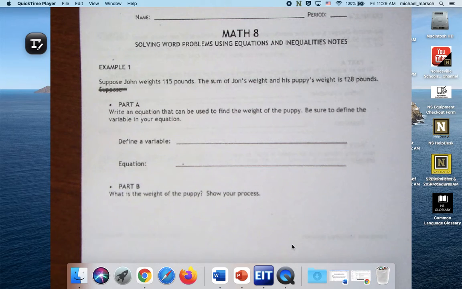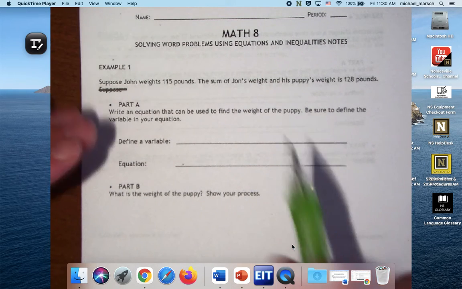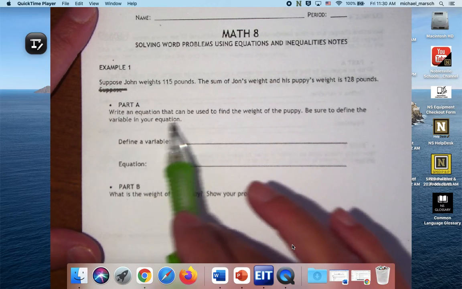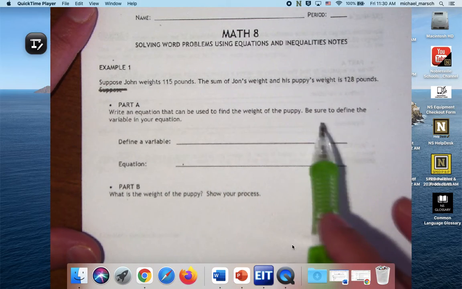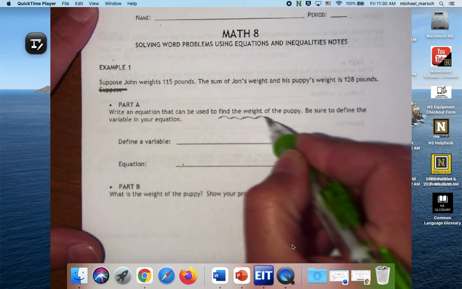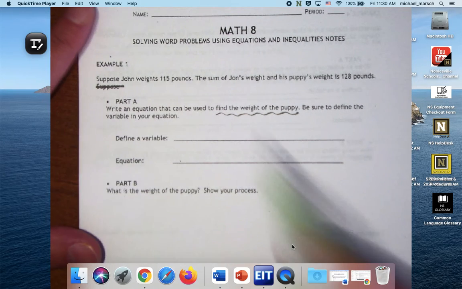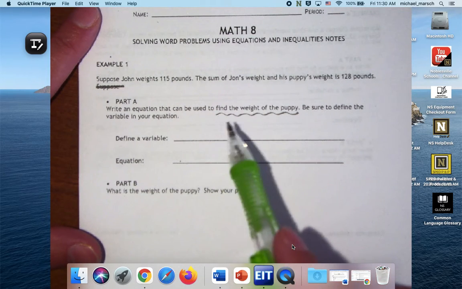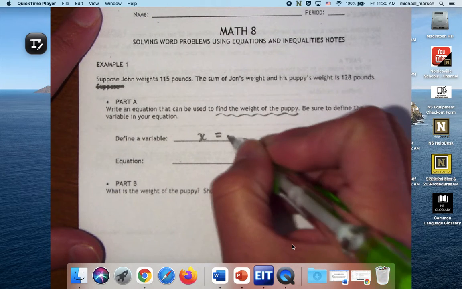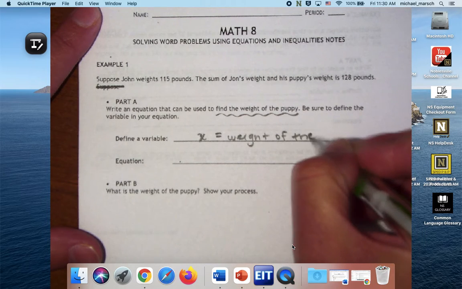Okay. So, I know you guys can tell me right now how much this puppy weighs, but we're gonna solve the equation. So part A says, write an equation that can be used to find the weight of the puppy. Be sure to define the variable. Okay, so everybody put little squigglies under find the weight of the puppy. What we're trying to find is our unknown. So that's going to be our variable. So x is going to equal weight of the puppy.